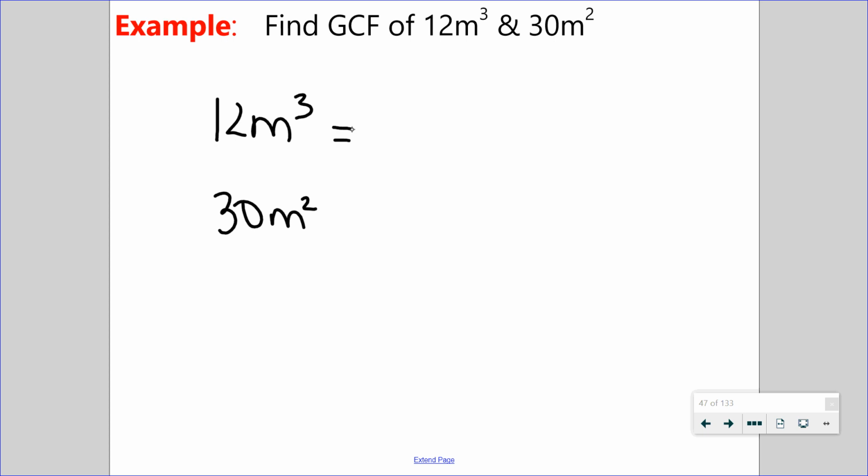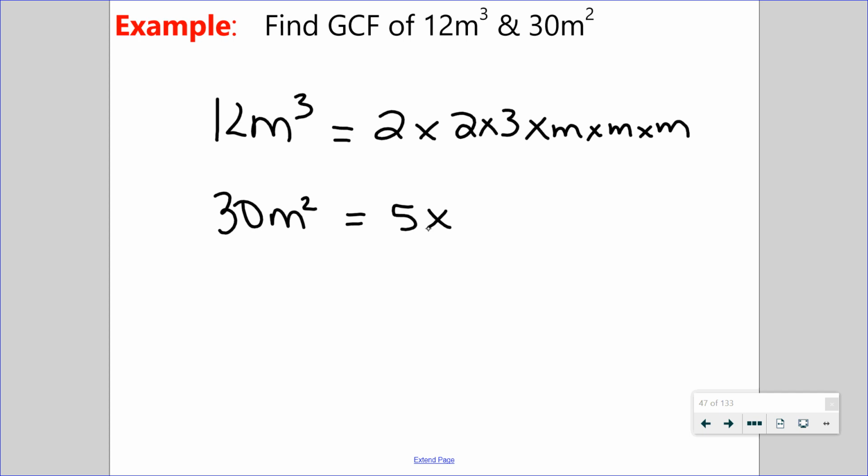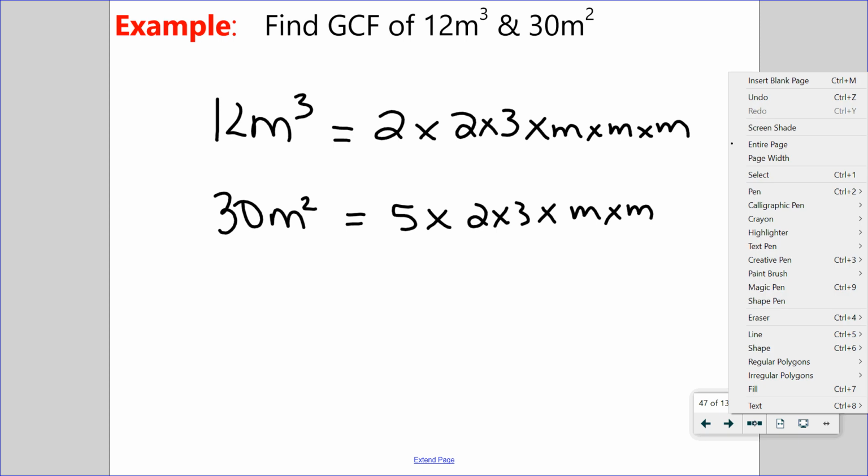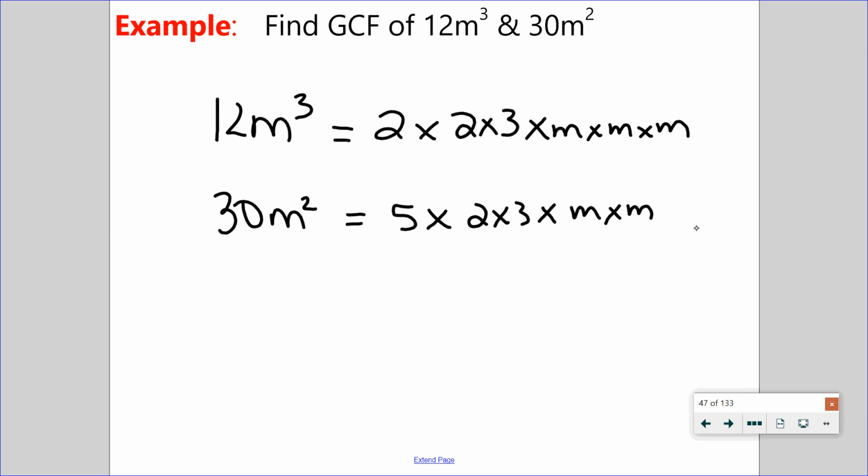So I'm going to write each of my terms here, and I'm going to break it down to its prime factorization. So 12 is the same as 2 times 6. Well, 6 can be broken down into 2 times 3. And m cubed is just m multiplied by itself 3 times. Okay, let's do 30. So 30 is the same as 5 times 6. So I'm going to do 5 times, and I know 6 can be broken down as 2 and 3. And then m squared is m times m.